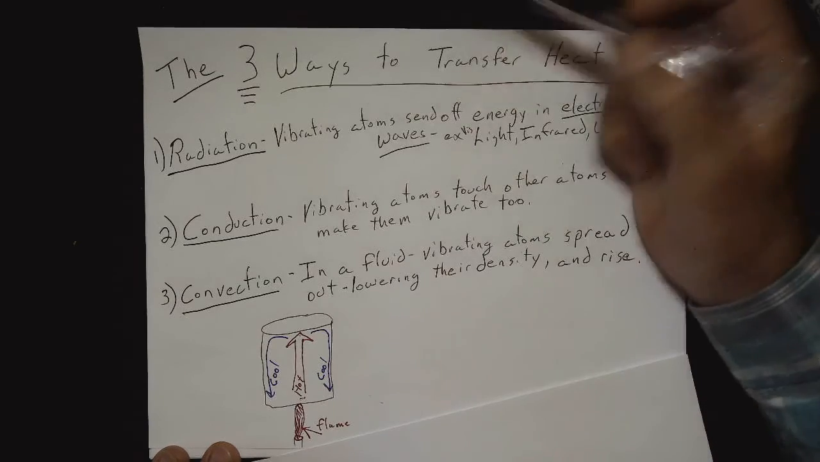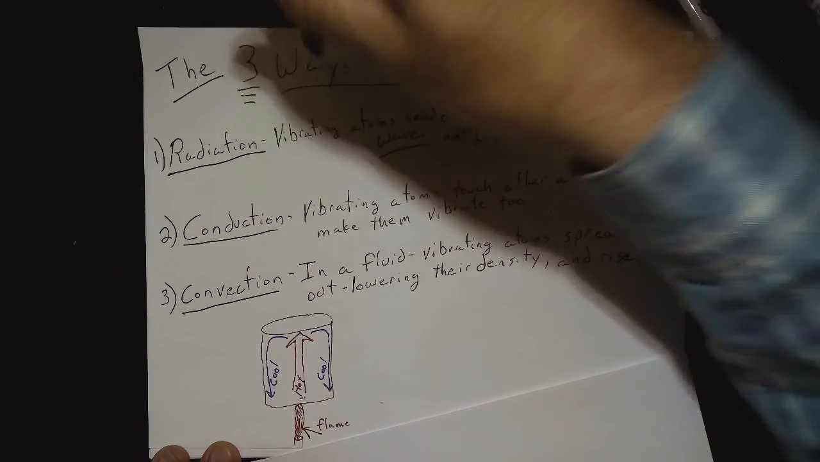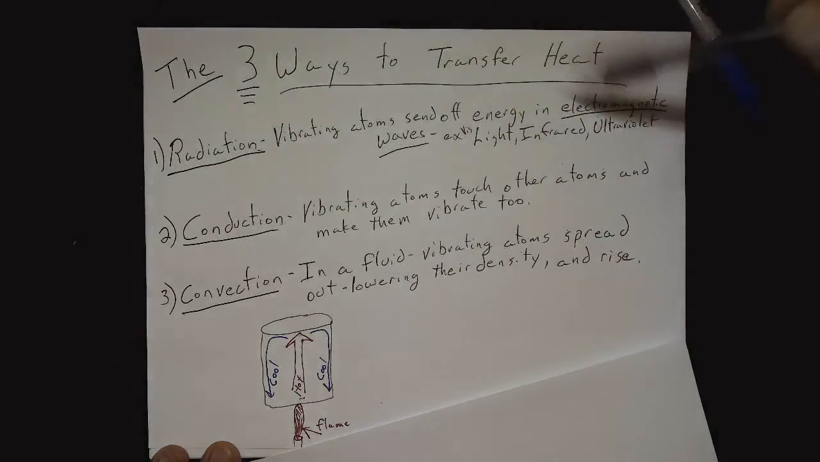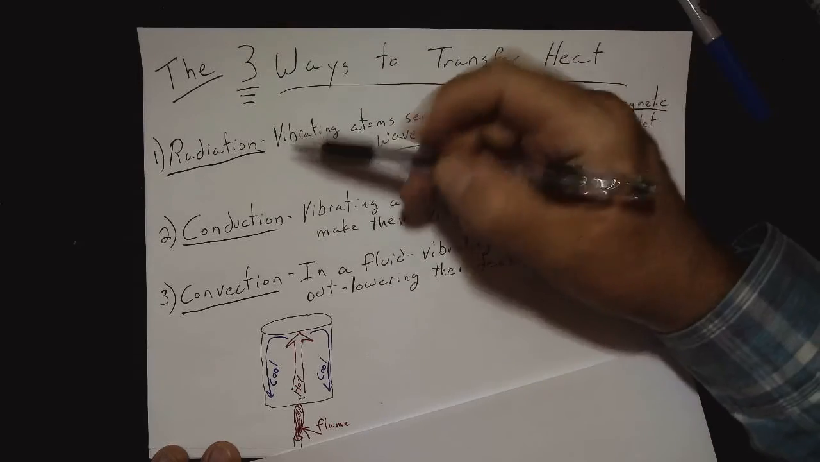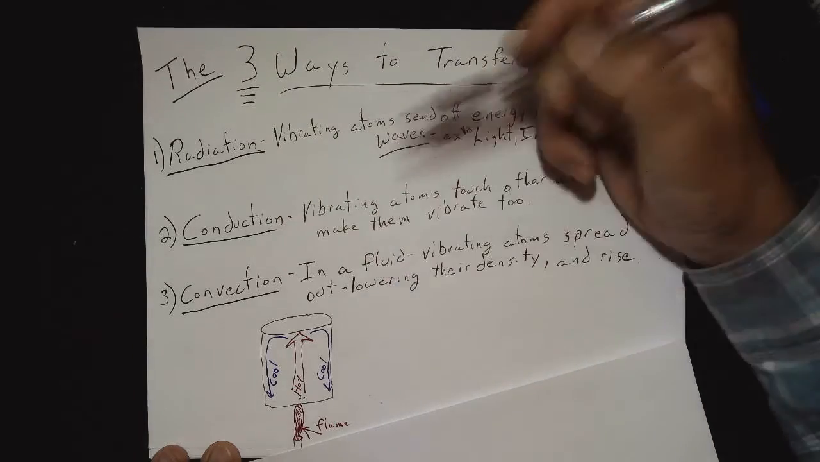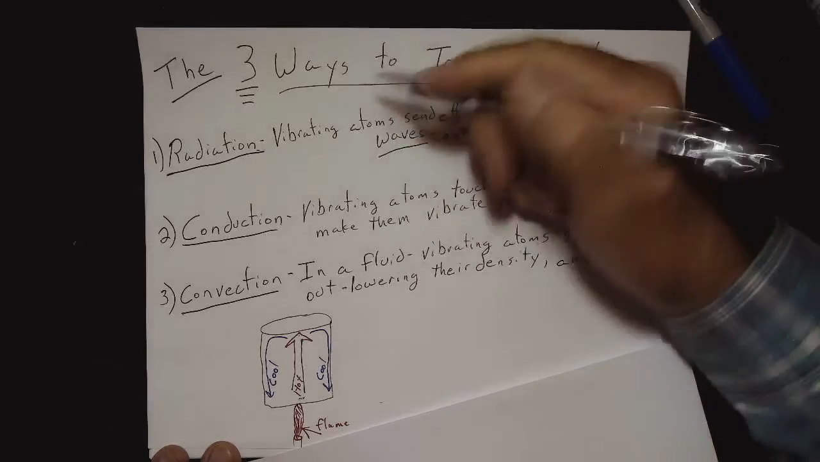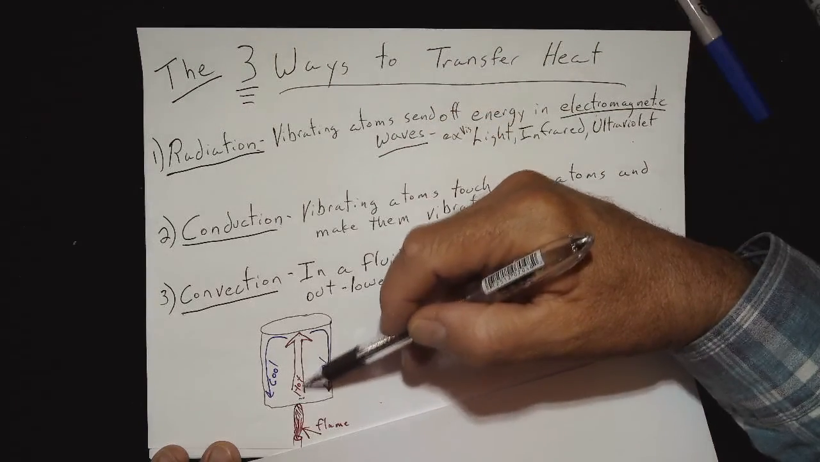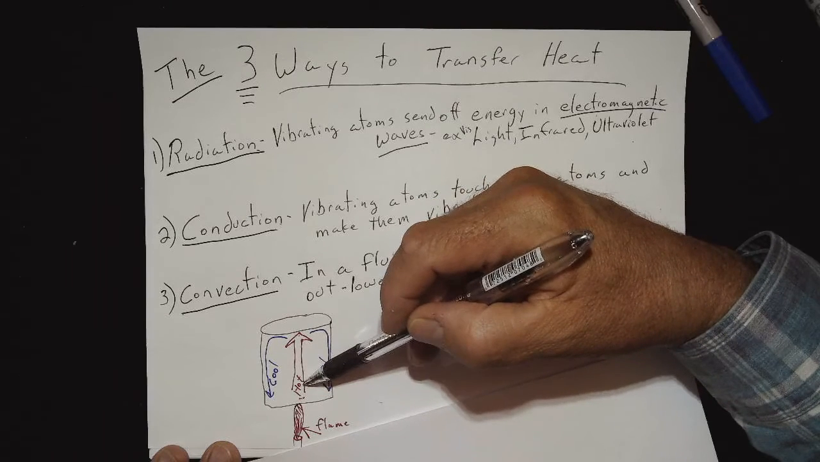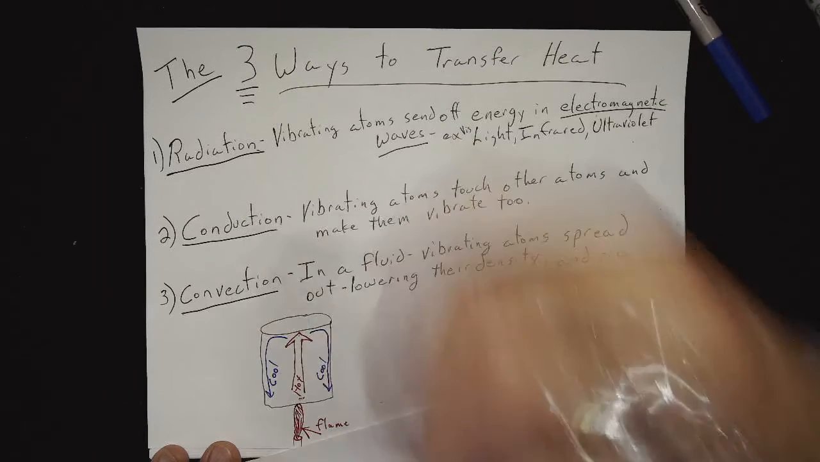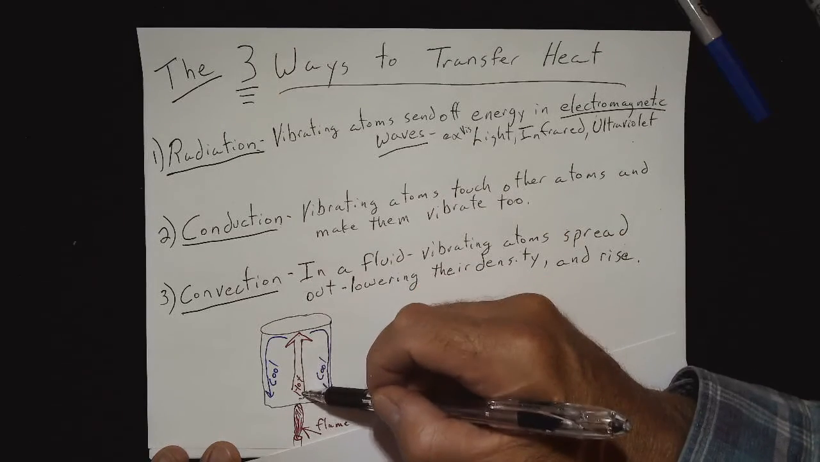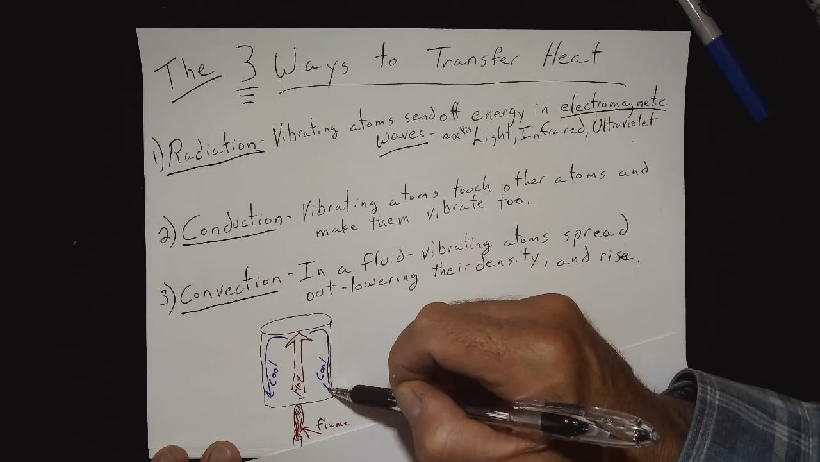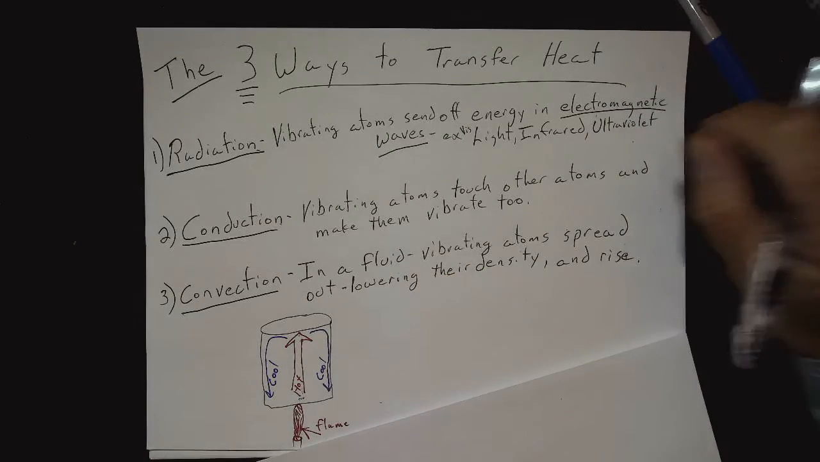All right? So three ways of transferring heat, and only three ways of transferring heat. Radiation, giving off electromagnetic radiation, light, infrared, ultraviolet, stuff like that. Conduction, because the vibrating atoms touch other atoms, make them vibrate too. Or convection, and just the heating of stuff in a fluid, and a fluid could be water, could be air, can be any liquidy thing where motion can occur. When something becomes less dense, it's going to rise. When it becomes more dense, it's going to fall. That's all. Three ways to transfer heat. You heard it here.